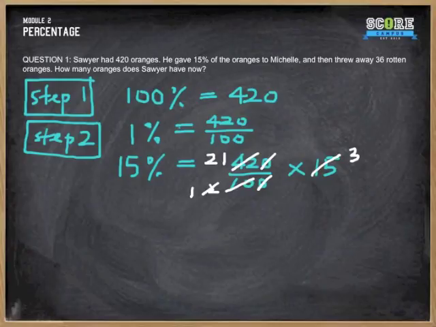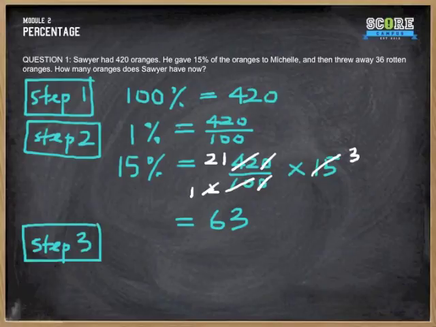So 21 multiplied by 3, what is your final answer going to be? Your final answer at this particular stage of step 2 is going to be 63. Now we can find how many oranges Sawyer has left. Because why? You've got 63 oranges that has been given to Michelle, and 36 oranges he has thrown away, sorry.